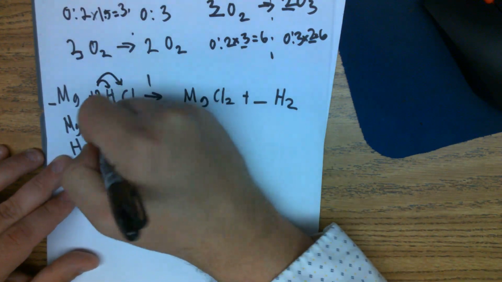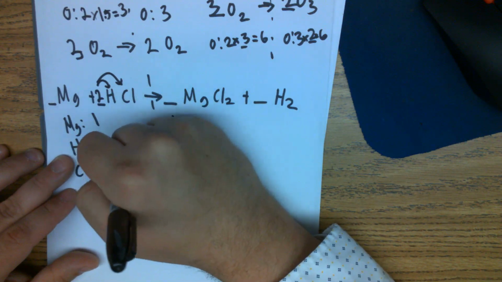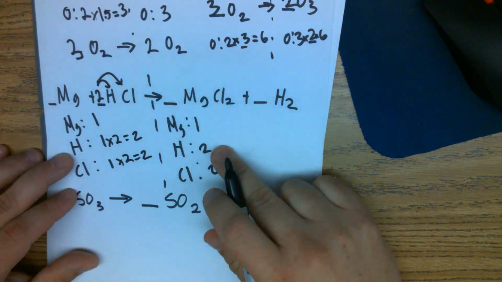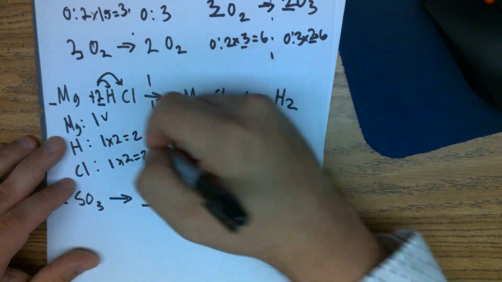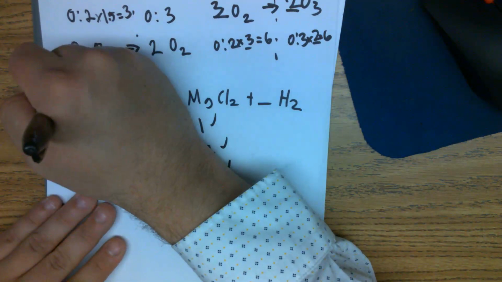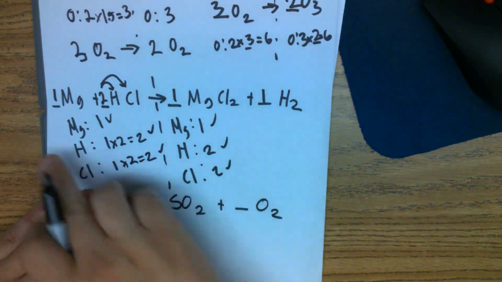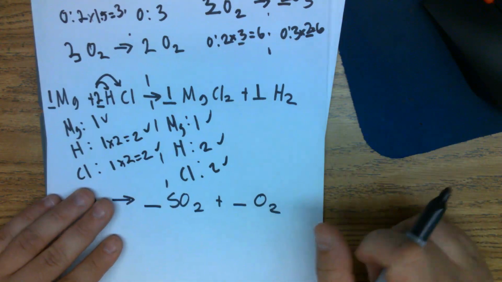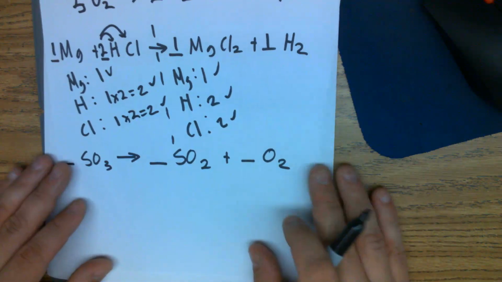Again, this is going to multiply out. So 2 and 2 would make this work. So 1 Mg on both sides, 2 H's, and 2 Cl's. So again, if we're looking at coefficients, we could put a 1, we could leave them out, but 1, 2, 1, 1 would be the correct coefficients. All right, let's look at the last one.